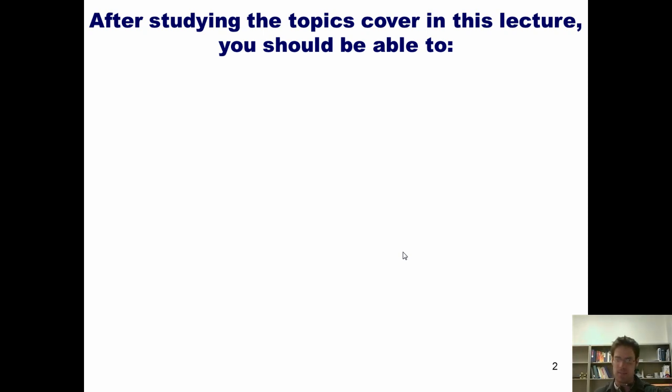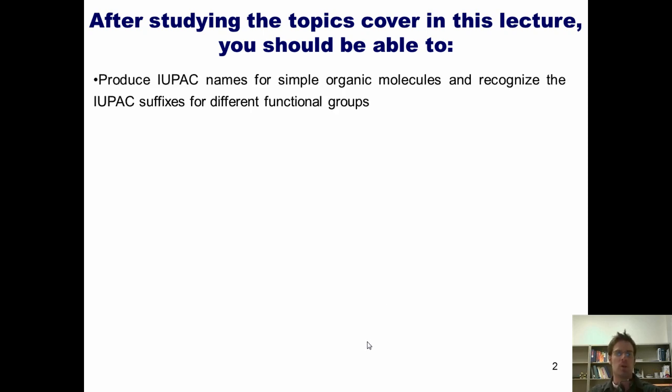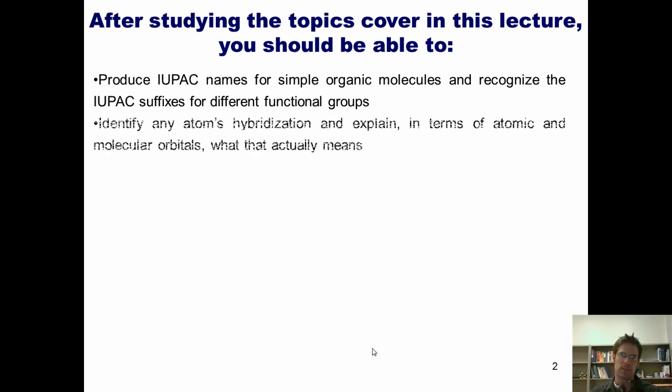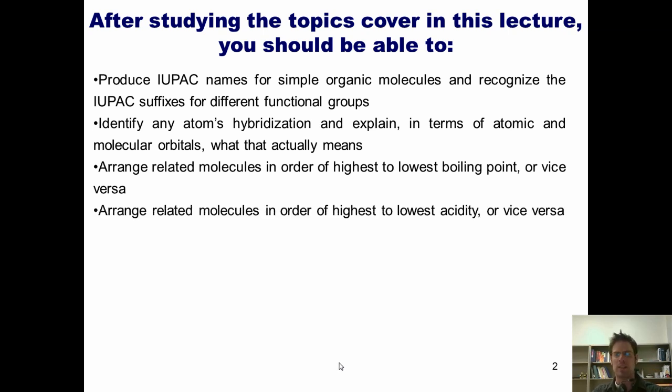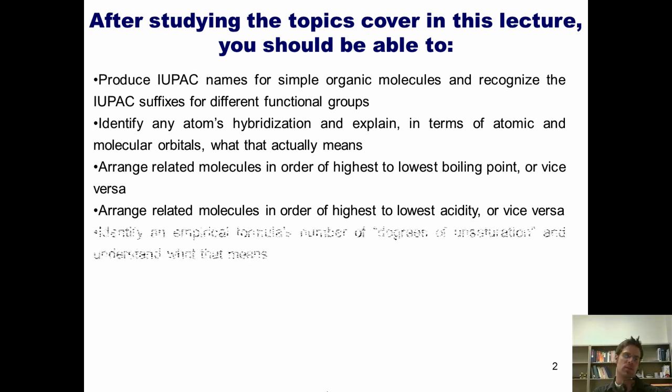By the end of this lecture, you should be able to do the following: produce IUPAC names for simple organic molecules and recognize the IUPAC suffixes for different functional groups. Identify any atom's hybridization and explain, in terms of atomic and molecular orbitals, what that actually means. Arrange related molecules in order of highest to lowest boiling point, or vice versa. Arrange related molecules in order of highest to lowest acidity, or vice versa.